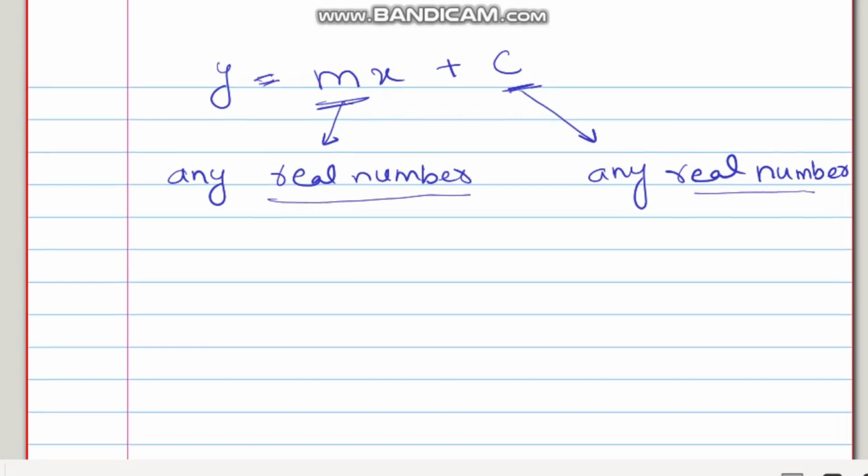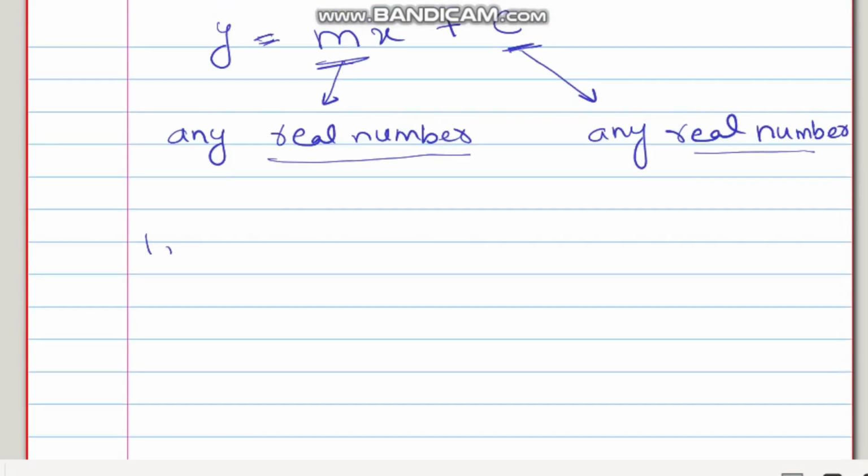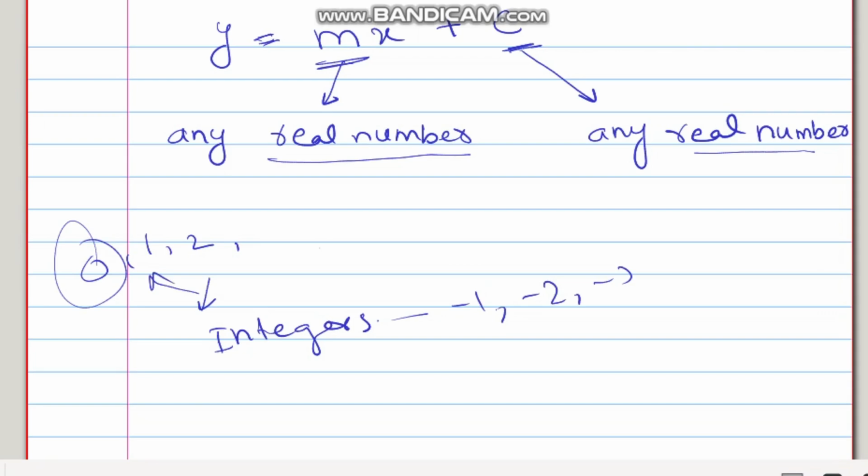Dear students, please note this thing. The numbers like 1, 2, minus 1, minus 3 are all integers. Whole numbers start from zero and do not include the negative numbers, and integers include the negative numbers also: minus 1, minus 2, minus 3. Whole numbers include the zero. Integers also include the zero, but integers include the minuses.